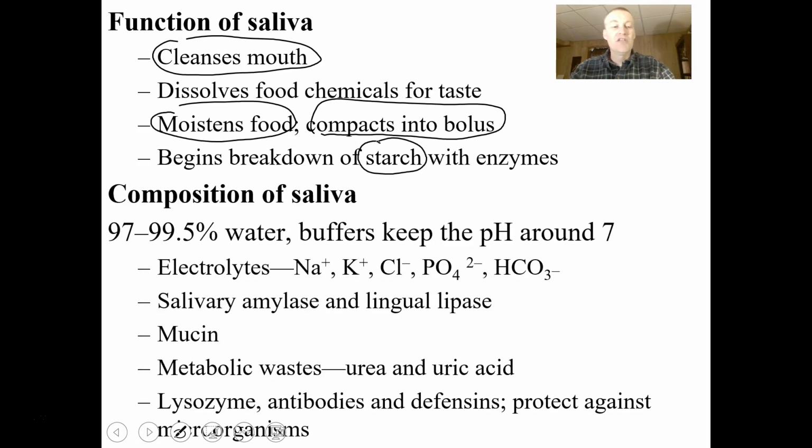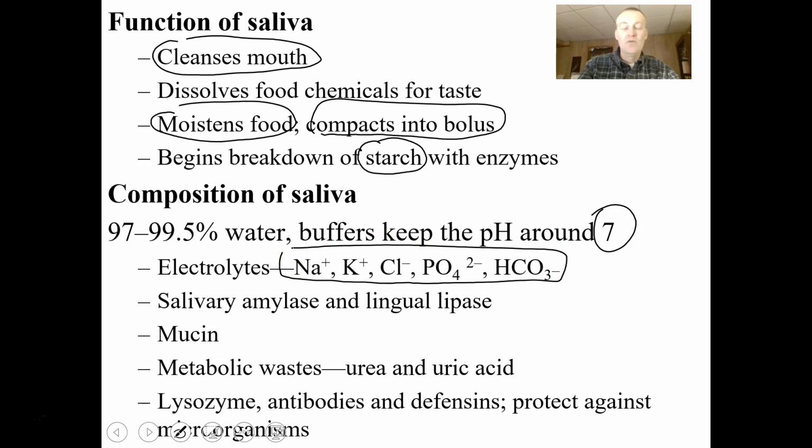So about 97% to 99% of saliva is water. It's going to have buffers in it that help keep the pH around 7 inside your mouth. There are many kinds of electrolytes found in saliva. We have sodium, potassium, chloride, phosphate, and bicarbonate. That's a buffering material. So salivary amylase and lingual lipase will be in saliva. Mucin, which is a mucopolysaccharide, is a slippery protein that helps to lubricate food and helps it slide down.